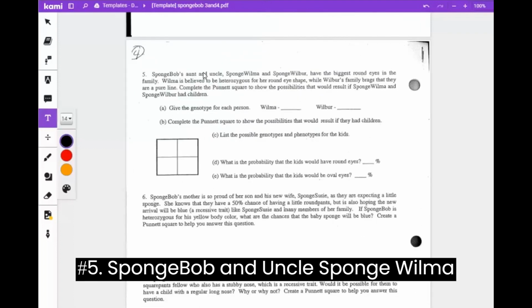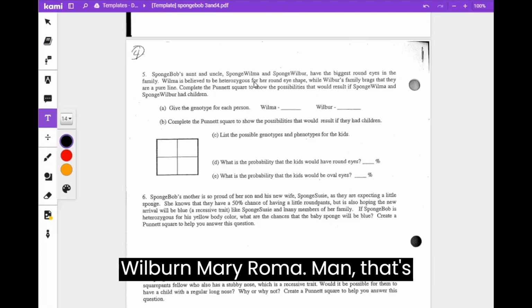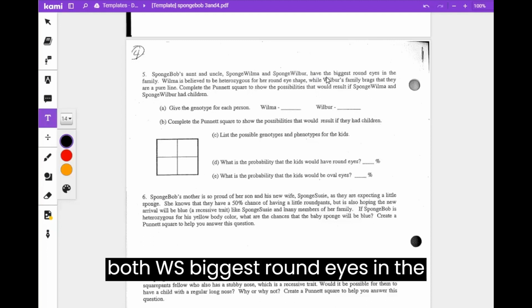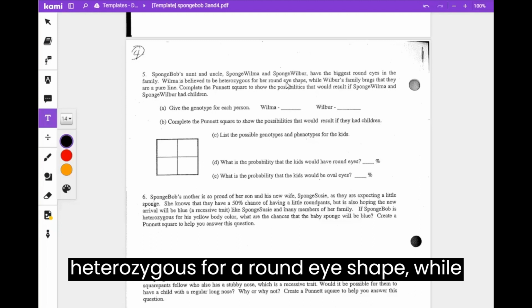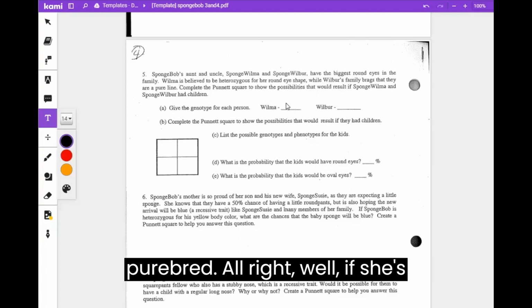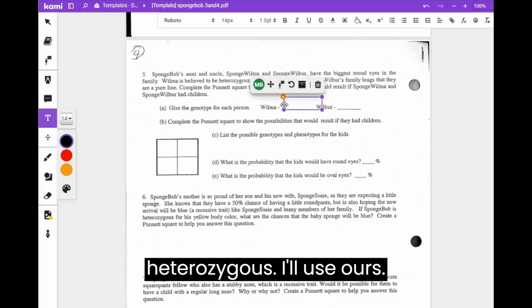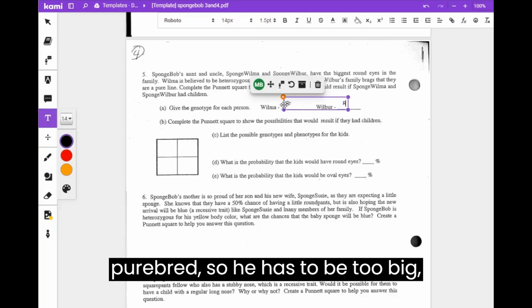Moving on to number 5, SpongeBob's aunt and uncle, Sponge Wilma and Sponge Wilbur. How did Wilbur marry Wilma? Man, that's both W's, huh? Biggest round eyes in their family. One was believed to be heterozygous for a round eye shape, while Wilbur's family brags that he is a purebred. All right, well, if she's heterozygous, I'll use R's. She's one big and one small, but he is a purebred, so he has to be two big.